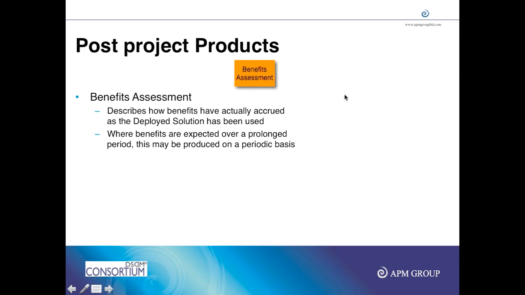Post-project products include benefits assessment. This is actually the realization. So when you execute the benefits realization plan, you will find what benefits have been achieved or accrued, and then you capture and document them in a report. So you can say benefits assessment actually tells the company what we have got by doing this project.